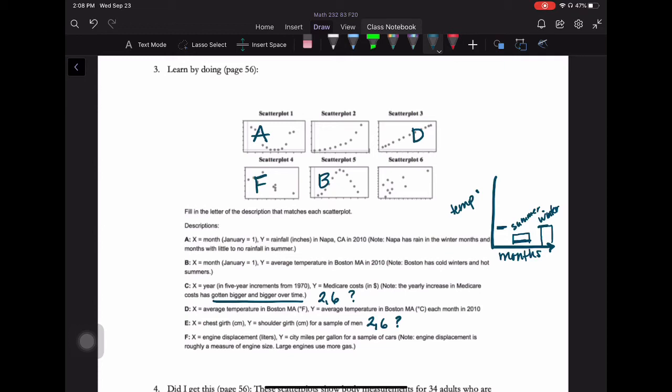So let's go back to scatter plots 2 and 6. 2 is actually an exponential curve where it starts out slowly and then increases. And 6 is kind of just all over the place. So let's see what we're looking at here for Medicare costs. Medicare costs have gotten bigger and bigger over time. There are differences. So C is going to be number 2. And that means that 6 is going to be E.